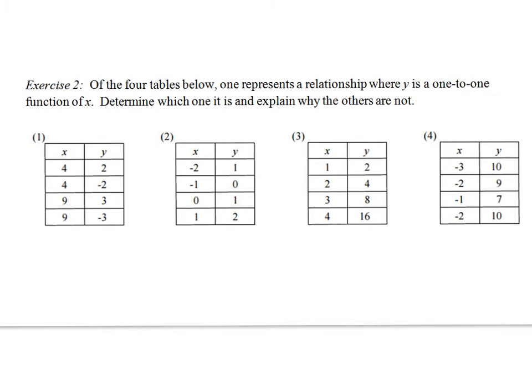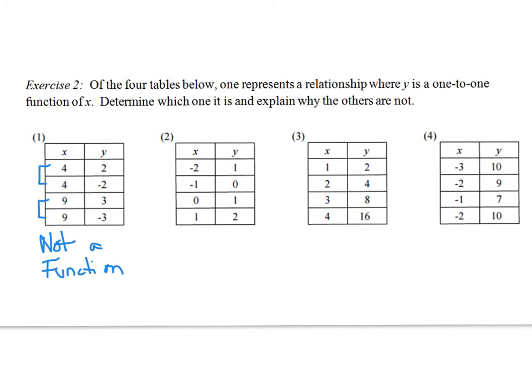So in the first example, we see that there is a repeat of the x value 4 as well as the x value of 9. Both 4 and 9 do not have unique outputs. So because of that, we would say that this one is not a function. If it's not a function, it can't possibly be a one-to-one function. So we don't even entertain the thought of looking for a one-to-one function.